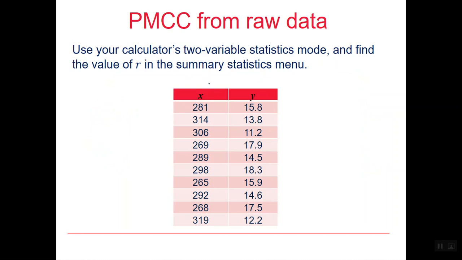If you are given raw data like this, you can use your calculator's two-variable statistic mode to find the value of R in the Summary Statistics menu. You can find out how to do this in your calculator manual or find out more help online. Pause the video now and have a go at finding the value of R in this case.